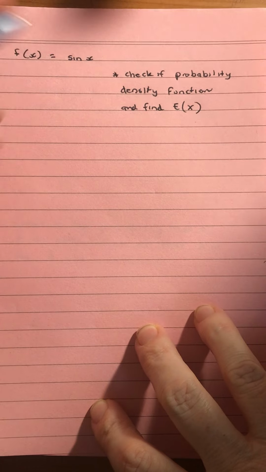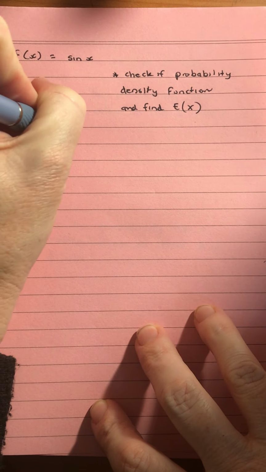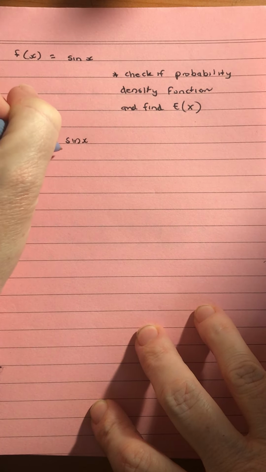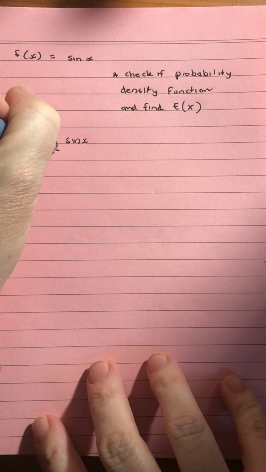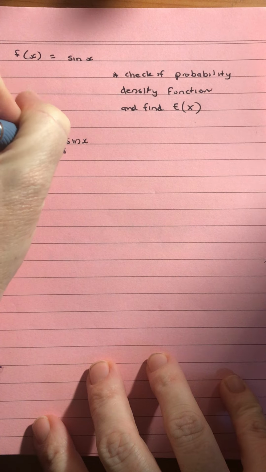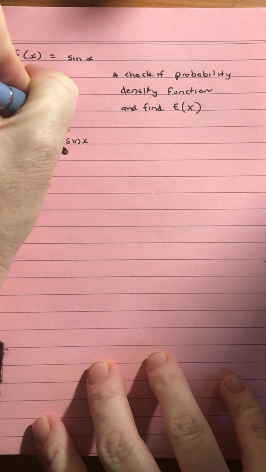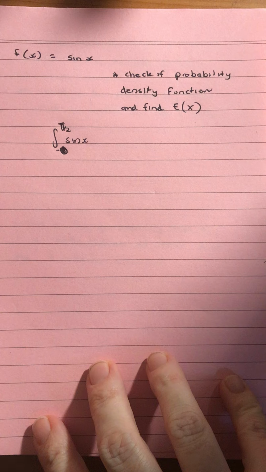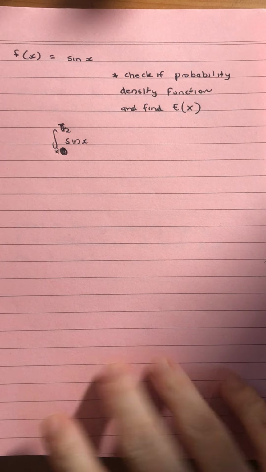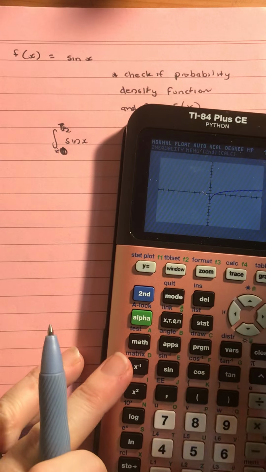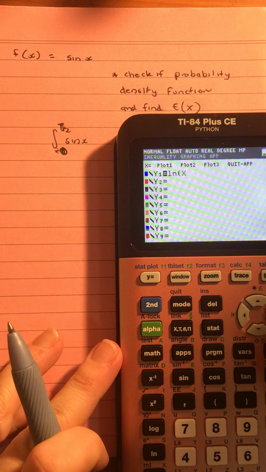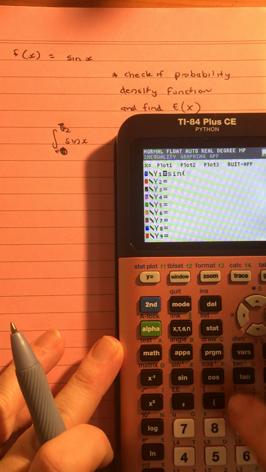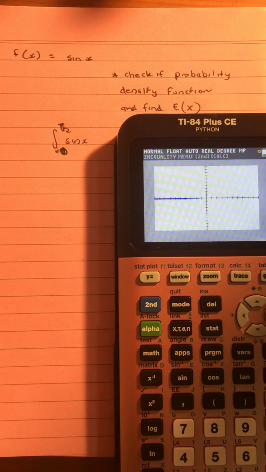So when we are checking it, we would be doing the integral of sin x between negative infinity and positive infinity, but in this question we have been told to go between 0 and π/2 was the domain given. Now we could do this algebraically, but we can use our calculator to do this. So what I can do is go into my y equals, I can put in the sin x there, and I can graph that.